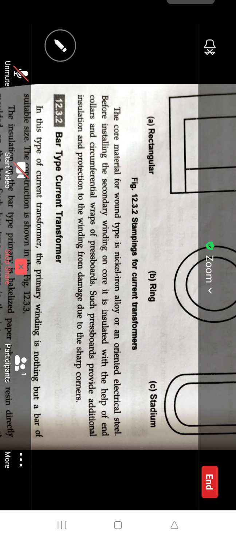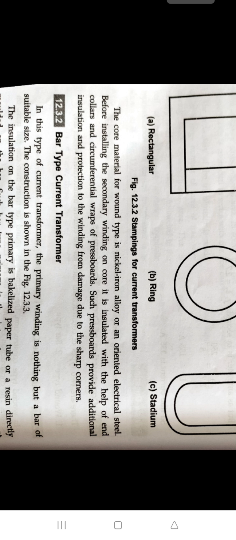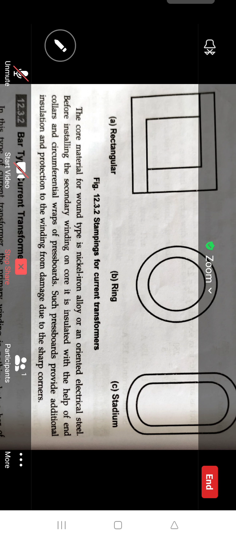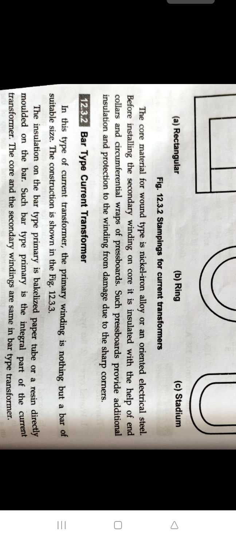So the core material for wound type is nickel iron alloy or an oriented electrical steel. Before installing the secondary winding on the core, it is insulated with the help of end collars and circumferential wraps of press boards. Such press boards provide additional insulation and protection to the winding from damage due to the sharp corners. Okay, the main damage in winding happens on the sharp corners, so the ring one is more safe compared to the rectangular one.